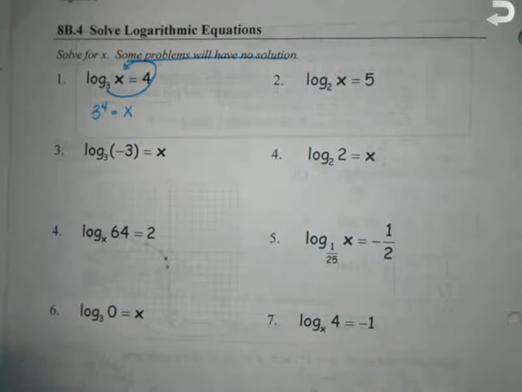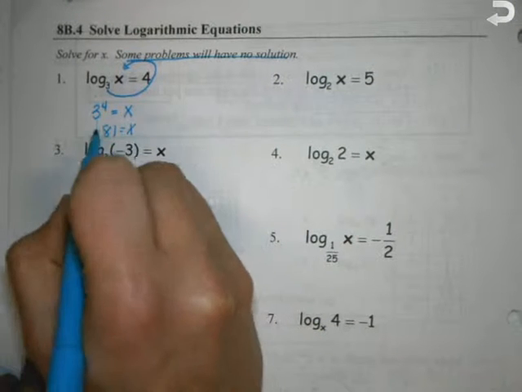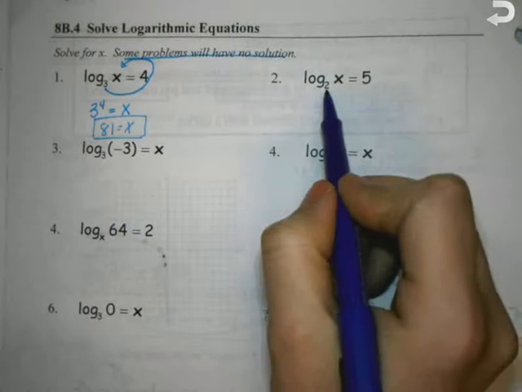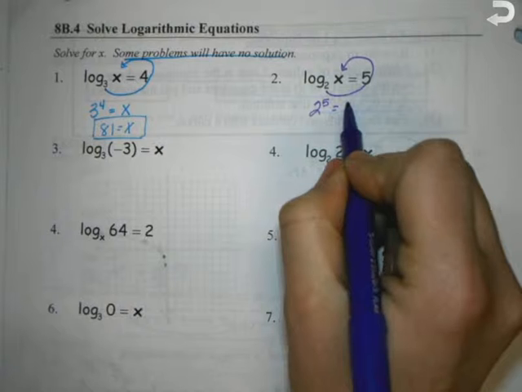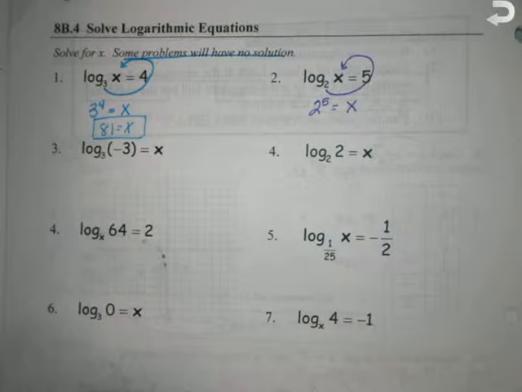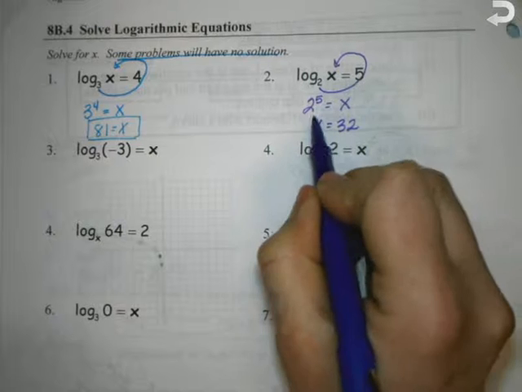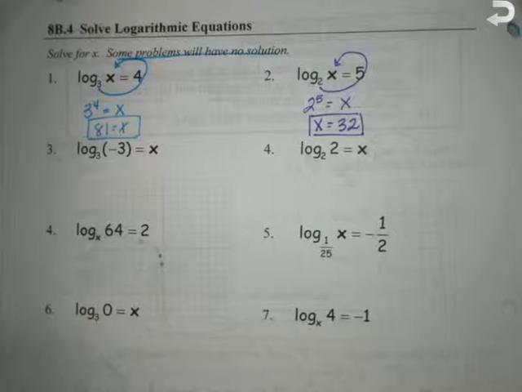Okay, so what does x equal? 3 to the 4th gives me 81. So we get 81 equals x. And that's your answer. Right? Okay, so do number 2. 2 to the 5th equals x. So 2 to the 5th is 32, so x equals 32. Not too bad, right?